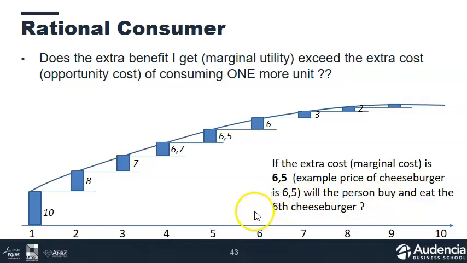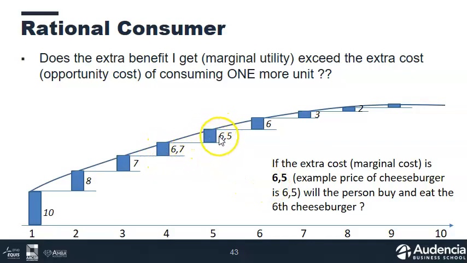Question: how many burgers would I eat? Well, would I eat the first burger? Yeah, the additional benefit is 10 euros. It costs me 6.5. Let's go for it. The second burger, yeah, I'm going to eat it. It gave me 8 euros of benefit, let's say, and it only cost 6.5. The fourth, yeah, okay, 6.5, 6.7, yeah, let's go.